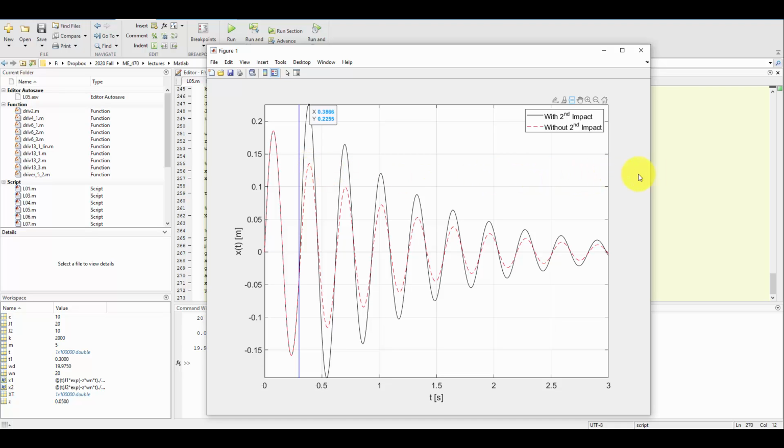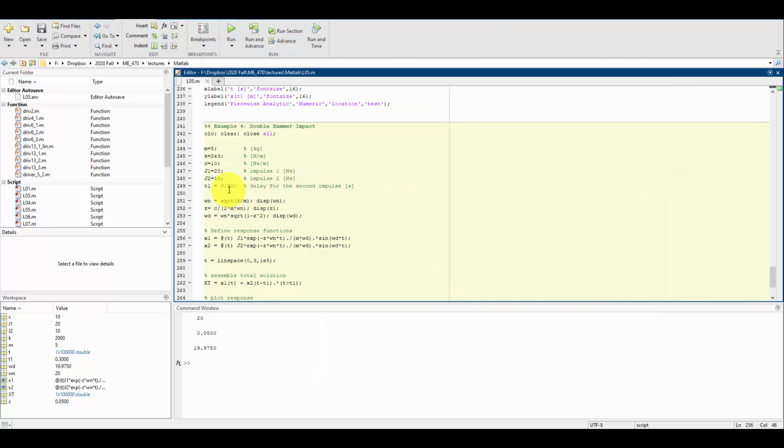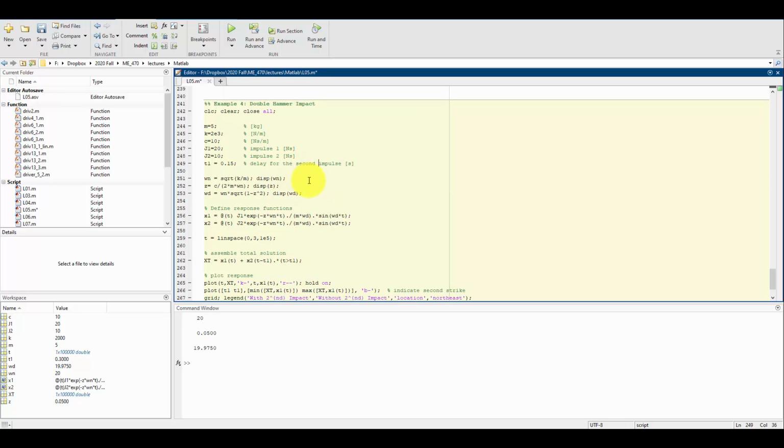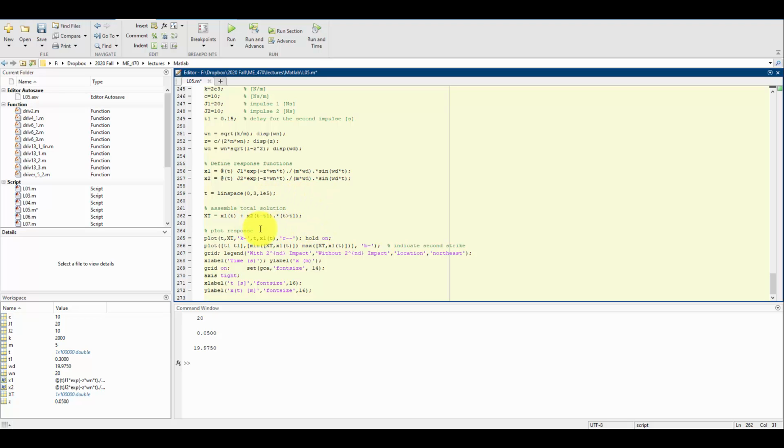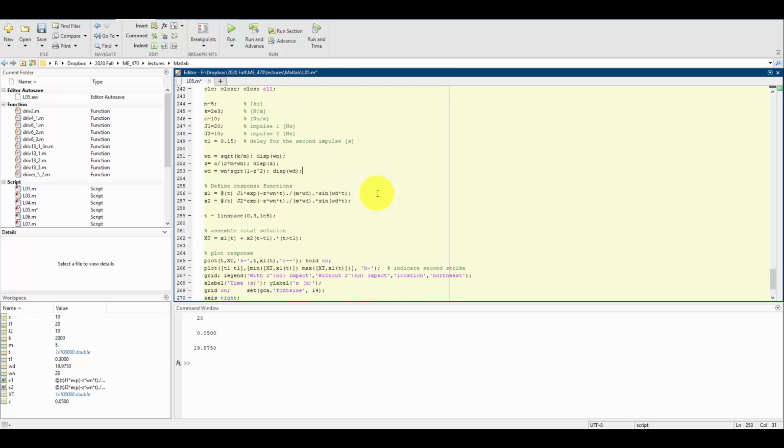But let's compare to a system where we strike it sooner. And this is that second part of the original question. What happens if instead of waiting 0.3 seconds, we only waited 0.15 seconds? Everything else in our system is going to remain the same. Some things will be automatically recalculated by virtue of using MATLAB. The responses are going to look the same in general, but when we assemble it, now T1 is 0.15, but all of that will be automatically taken care of using the code. So let's see what happens when we wait a shorter amount of time for that second hammer strike.